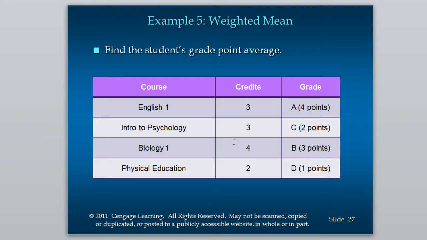Now, there's example 5, another example for calculating GPA. Let's say your friend's report card looks like this. English 1, 3 credits, got an A. Intro to Psych, 3 credits, got a C. Biology 1, 4 credits, got a B. And Physical Education, 2 credits, got a D. So which one's the score and which one's the weight? Of course, the credit points are the weight, different worth, and the grade is going to be the score.